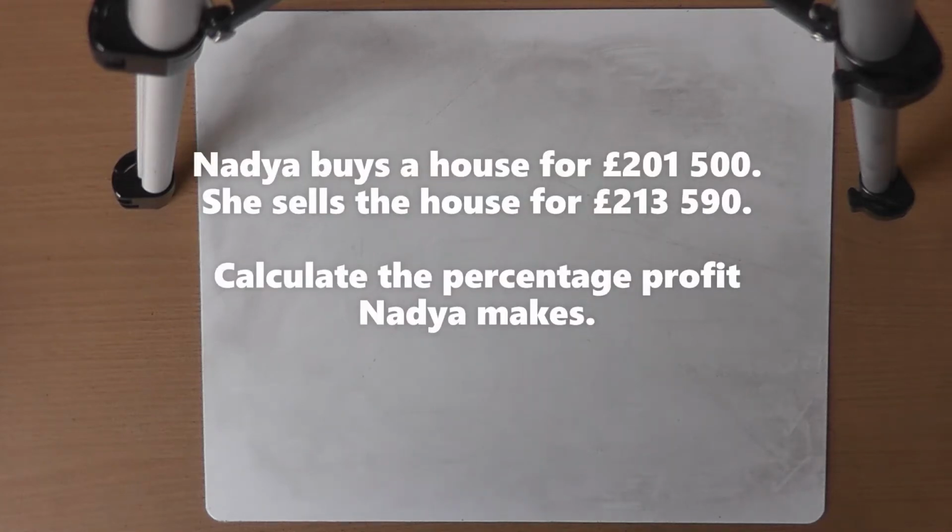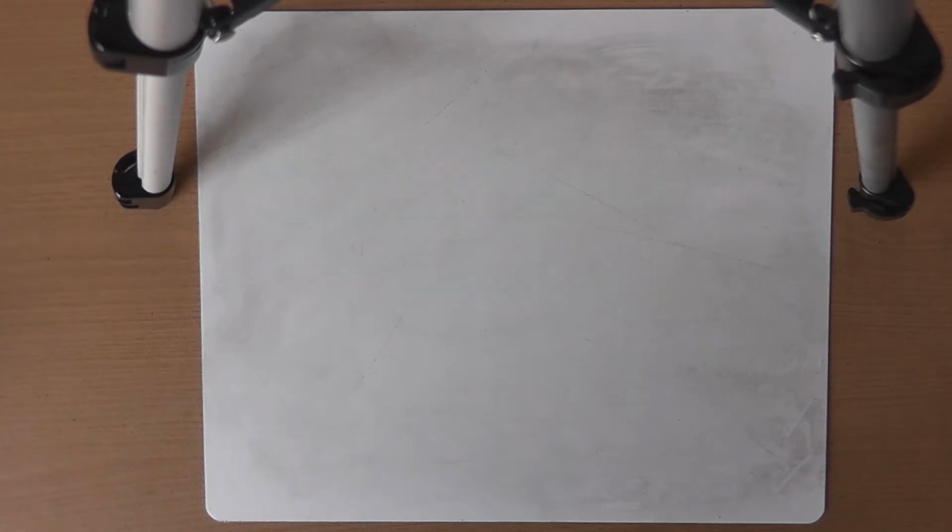Nadia buys a house for £201,500. She sells the house for £213,590. Calculate the percentage profit Nadia makes.